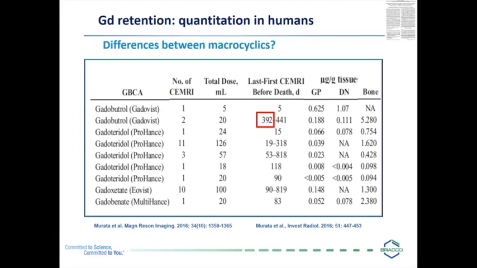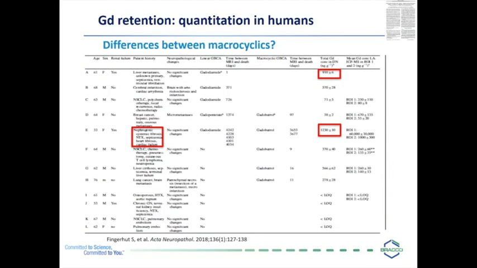However, it is not possible to draw any firm conclusion from this data about differences between agents, since only single case measurements for some agents were available. In the second study by Fingerhut and colleagues, the highest gadolinium concentrations of more than 700 and 900 nanograms per gram of tissue could be detected in the dentate nucleus of 2 patients. The first patient, who, by the way, had NSF, received 5 injections of Omniscan and 2 injections of Gadavist between 10 and 11 years before death. And the second patient received only 1 injection of Omniscan, but just 1 day before death.